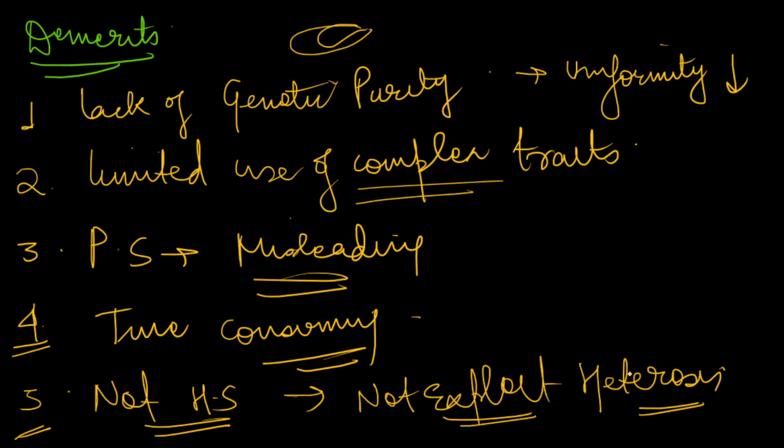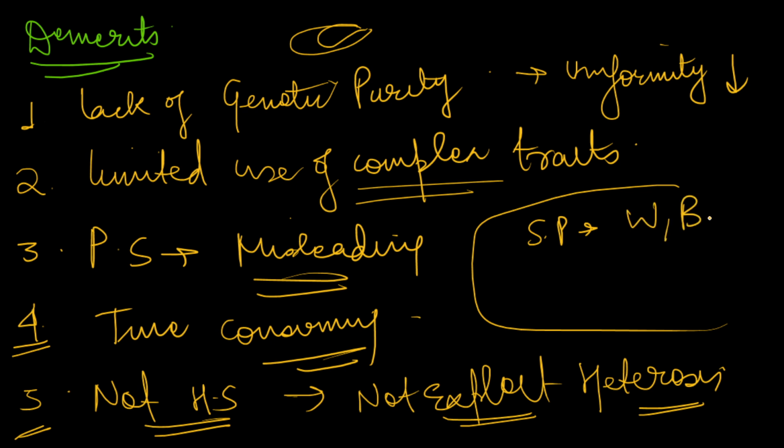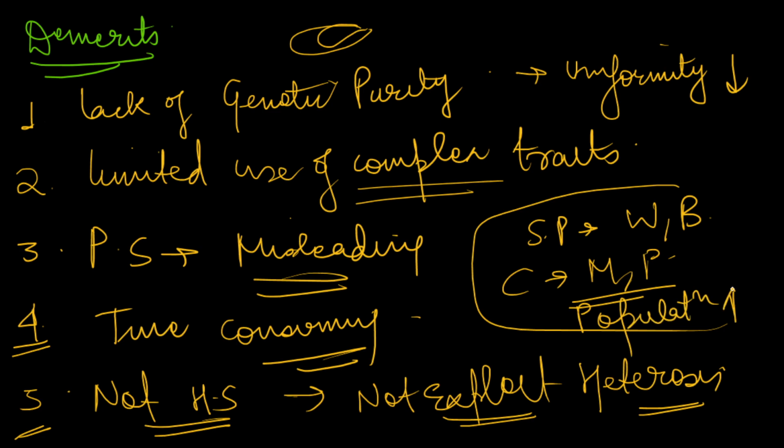So you should remember these points. I think these four or five demerits are more than enough. You can write some examples here: some self-pollinated crops where mass selection is generally used, such as wheat and barley. In cross-pollinated crops, it is used in maize and pearl millet, and generally we use it for population improvement. So these are the things which you can mention in merits and demerits.